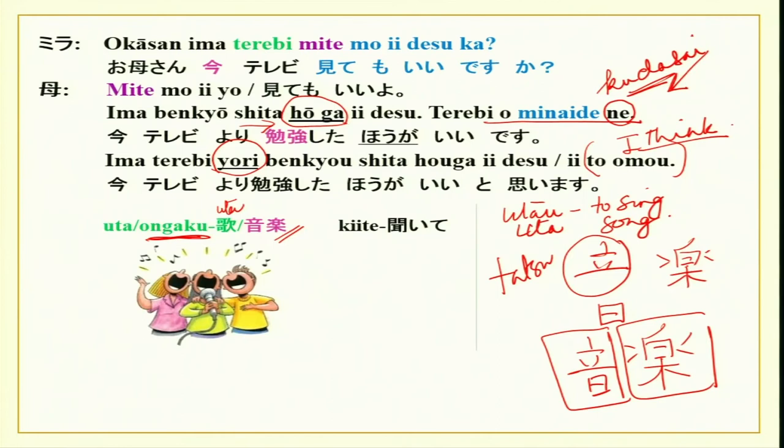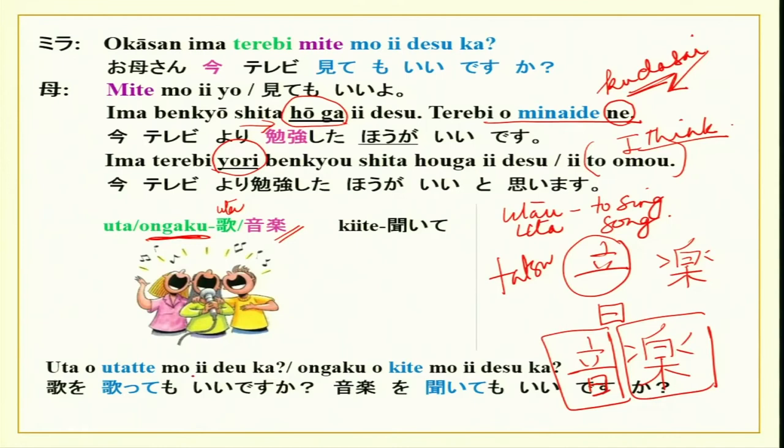So, what do we have over here? Uta o utatte mo ii desu ka? Is it all right if I sing? Ii desu yo. Uta wo kiite mo ii desu ka? Kiite mo ii desu ka? Ii desu yo. Dozo kiite kudasai. Over here the answer could be kiite kudasai. So, you can answer like this, ask and then answer. Any of these can work depending on whom you are talking to. Now there is more kanji, tanoshi I have done.